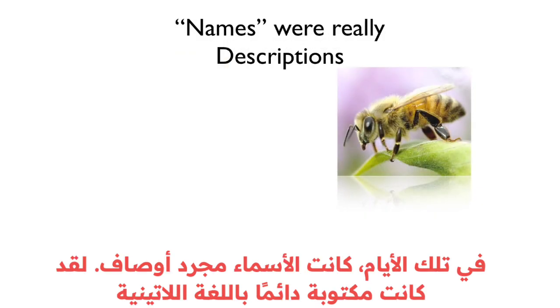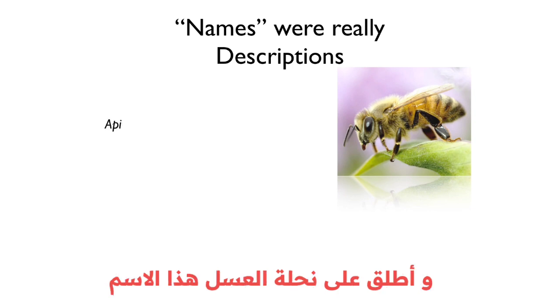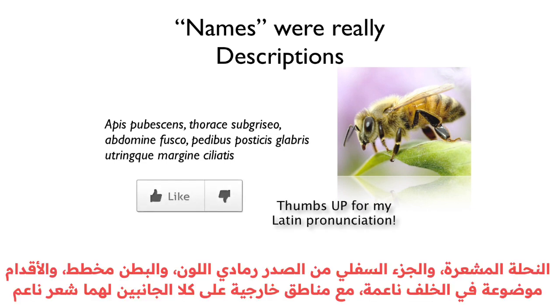In those days, names were really more descriptions. They were always written in Latin. Latin was established early on as the language of scholarly writing, and the honeybee was given this name: Apis pubescens, thorace subgrecio, abdomine fusco, pedipes, aposticus glabris, ultringe, margine ciliatus, which means hairy bee, underside of the thorax gray, abdomen striped, feet positioned to the rear, smooth, with outer areas on both sides having fine hairs.